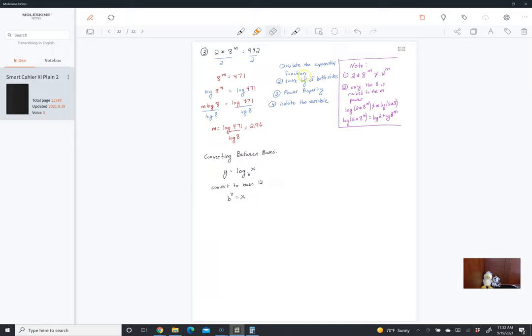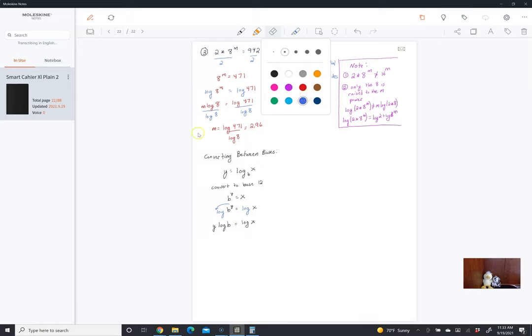Then exactly what we've done, we're going to follow those three steps. First thing, take the log of both sides. So log of b to the y is equal to log of x. Then we're going to take that y and move it out to the front. This is the power property, and we get y times the log of b is equal to the log of x.